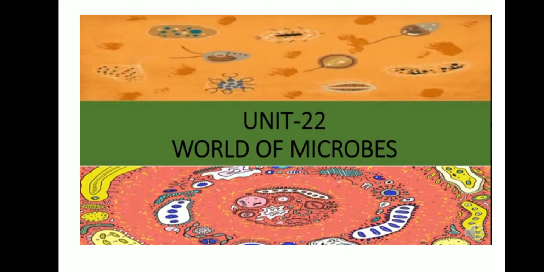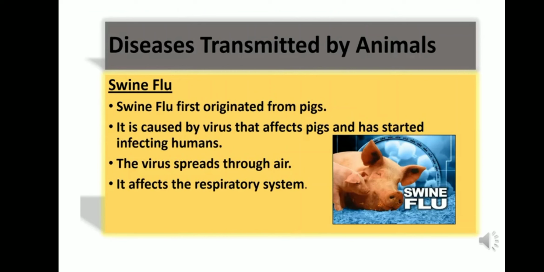We are in Unit 22, World of Microbes lesson. Today, I am going to explain to you about diseases which are transmitted by animals. First, let's discuss swine flu. Swine flu first originated from pigs. It is caused by a virus that affects pigs and has started infecting humans.